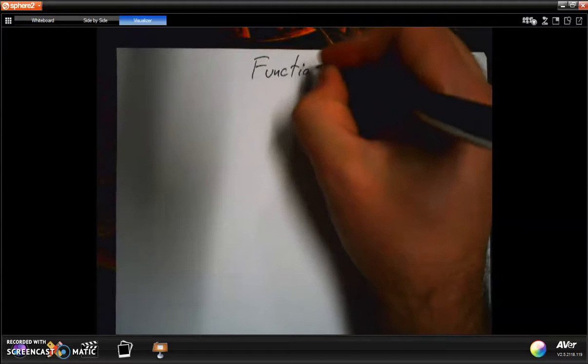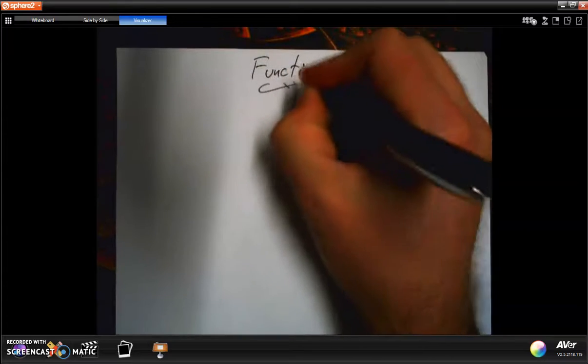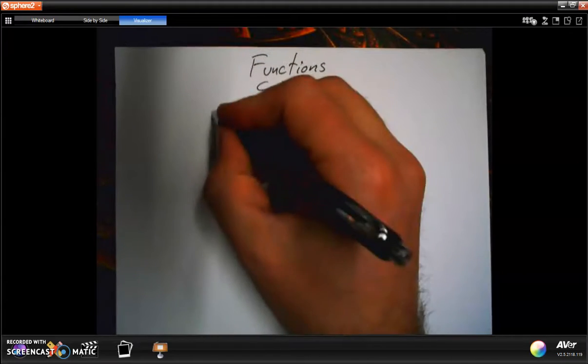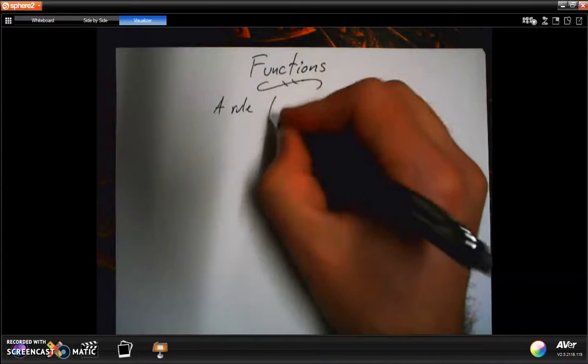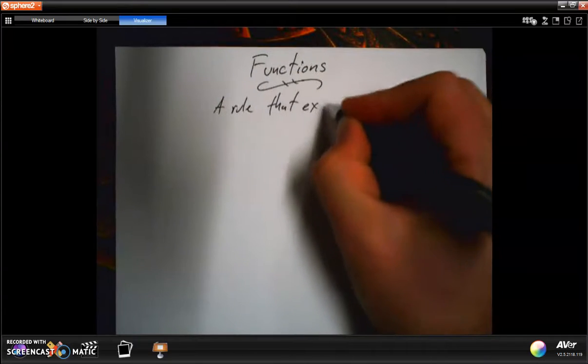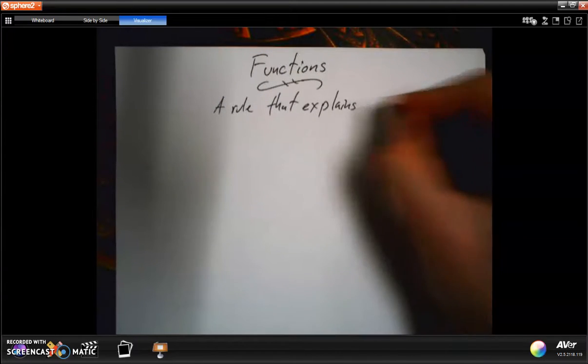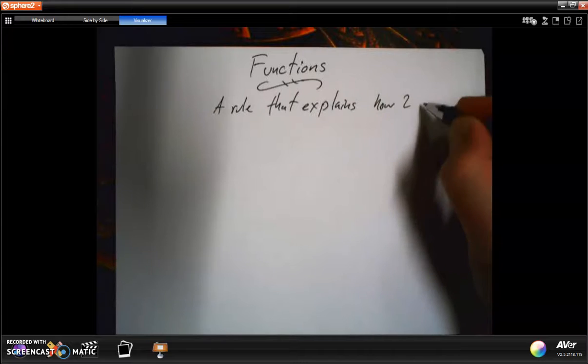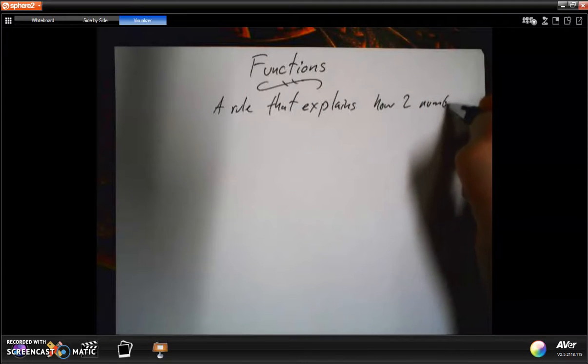Functions. How do you explain what a function is? A function is a rule. A rule that explains how two numbers are connected.